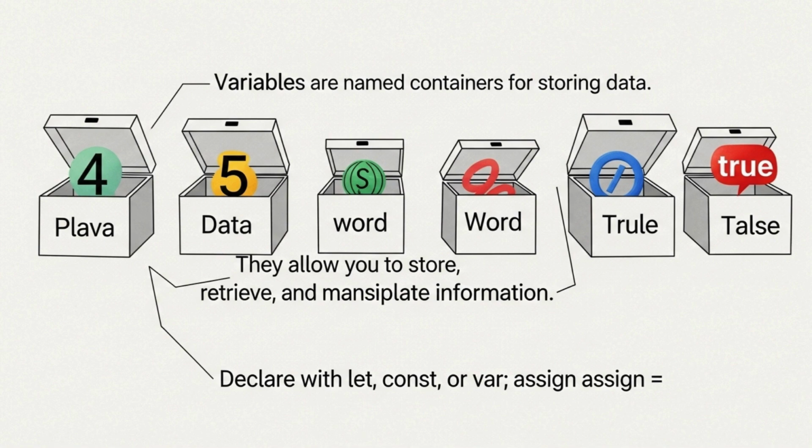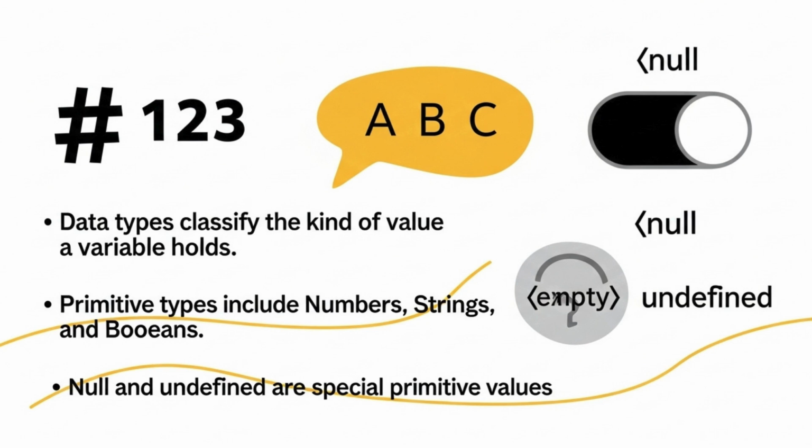Now that we know where to put our data, let's dive into exploring what kind of data we can store inside these powerful containers. All right, so you know how to create a container for data, but here's a crucial point. Not all data is created equal, and understanding its type is absolutely fundamental for writing effective code. Data types classify the kind of value a variable holds, essentially telling the computer how to interpret and interact with that information. In web development, especially with JavaScript, you'll primarily work with several primitive types. These are the basic, indivisible building blocks of data.